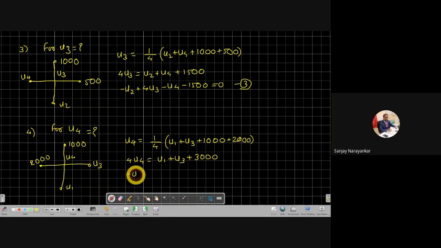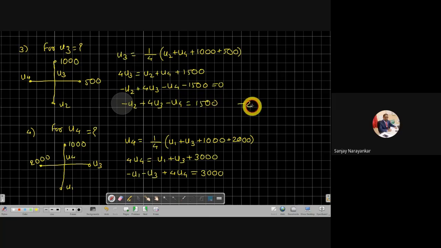So let's write minus U1 minus U3 plus 4U4, and we will keep the constant on the other side. That will be better. Okay, I'll modify this equation, because we have to write simultaneous equations. So 4U3 minus U4 is equal to 1500. Let's say that this is equation number 3, and this is equation number 4.